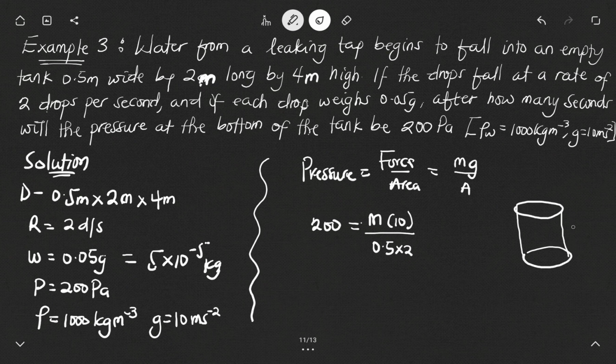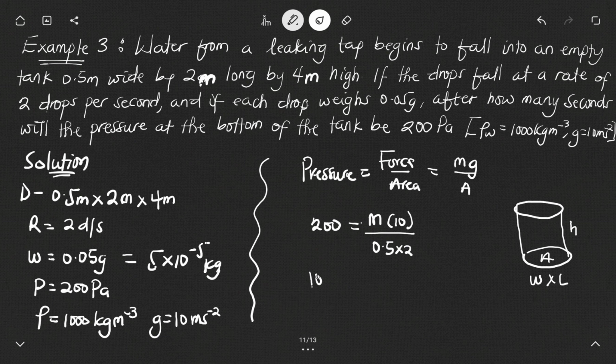So this is the height, and then the width, and then the length will make the area at the base over here. So that is what I need. I need the width and the length, not the height over here. All right, so from here I have 0.5 multiplied by 2, multiplied by 200.